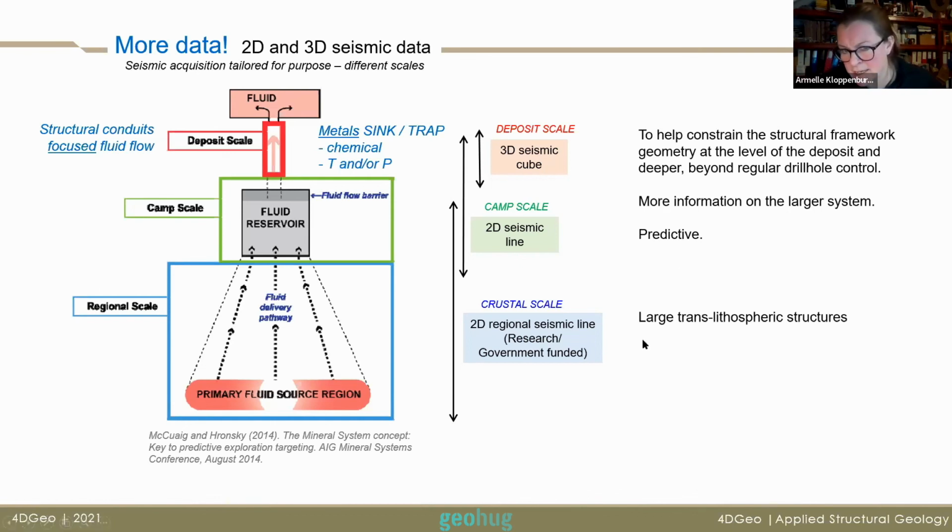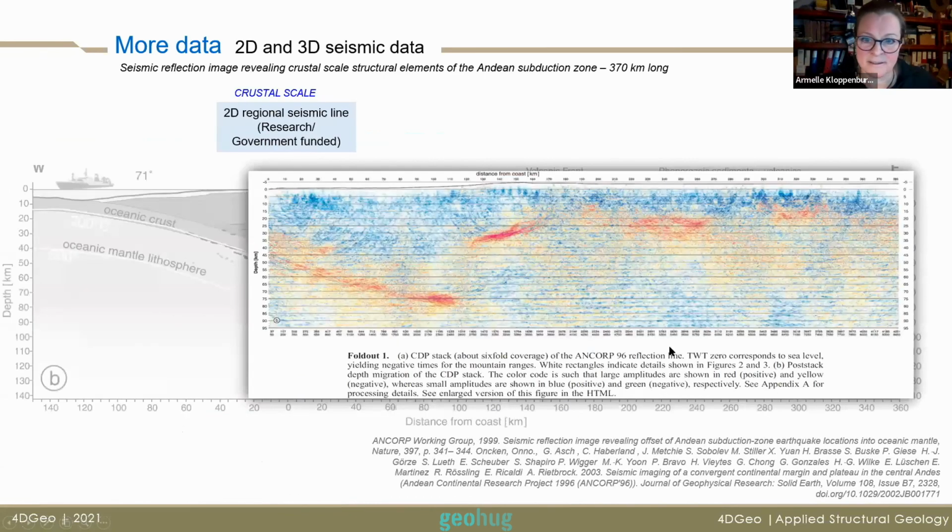Of course, if you're chasing large translithospheric structures, then you need to resort to deeper, longer 2D crustal scale lines, and these are often driven by research. They're often government funded. There are many wonderful Australian examples, but here I've chosen to show you an example across a modern subduction zone in southern South America.